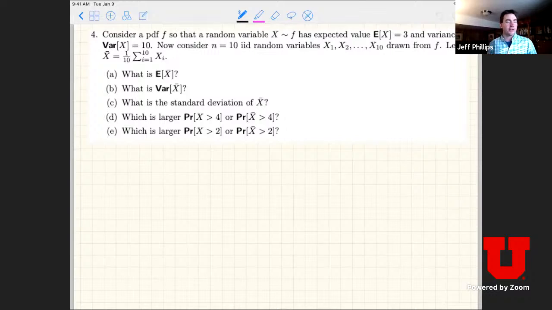Great. So consider a PDF for F so that a random variable X has expected value 3 and variance of 10. Now consider n IID random variables x1 through x10 drawn from F. Let x bar equal the average of them. And we want to calculate a bunch of these things.